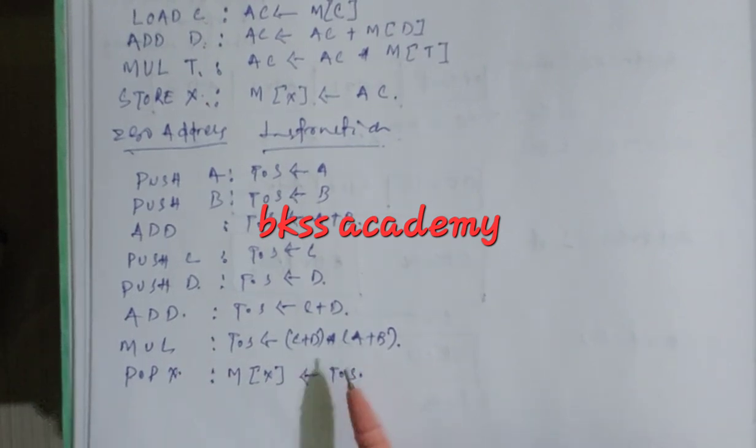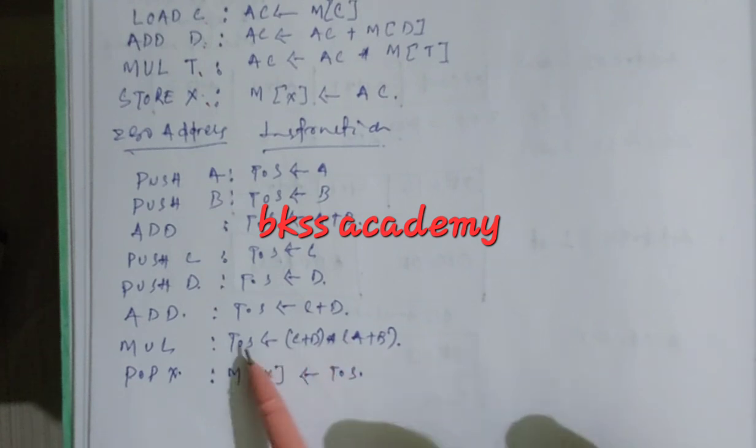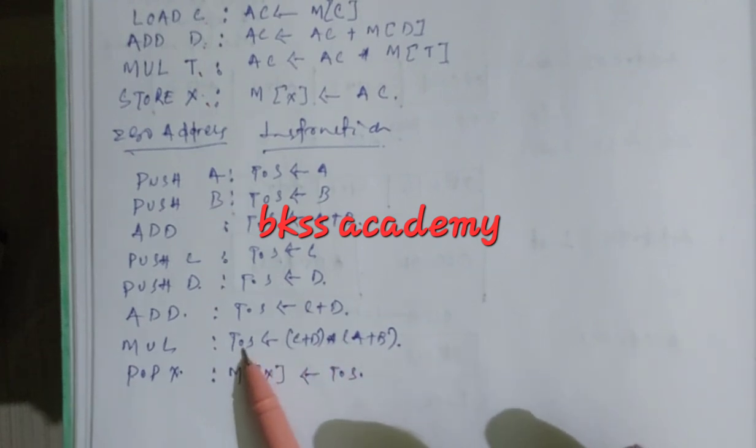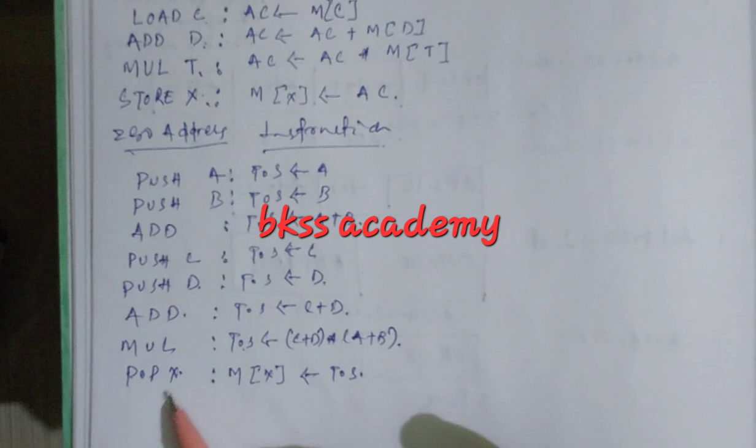It will be automatically multiplied and stored at the top of the stack. So pop x, the top of the stack will be popped to x, and x will contain the value (a plus b) into (c plus d) in the 0 address format.